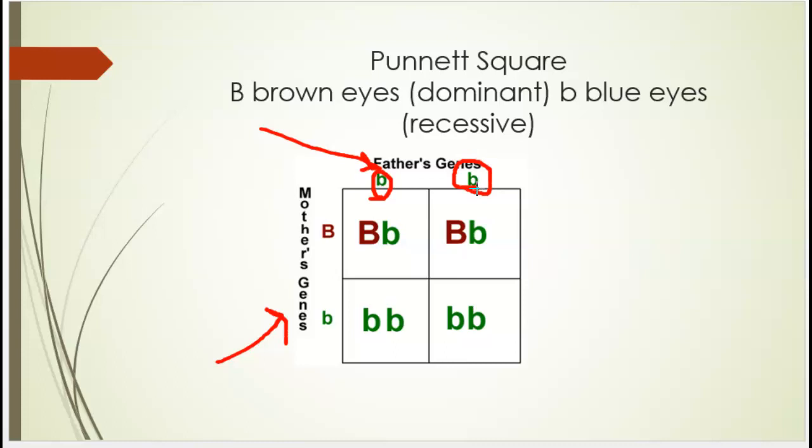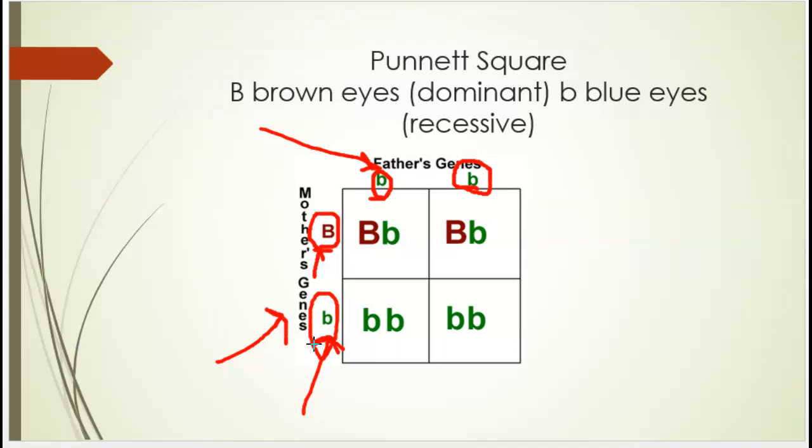The mother has brown eyes, so she could have a large B and a large B, because brown is dominant, okay? And that can be expressed either with a large B and a large B, or with a large B and a small b, because once again, dominant will always be expressed over recessive. In this case, the mother has a large B and a recessive, which is not being expressed, blue eye trait.